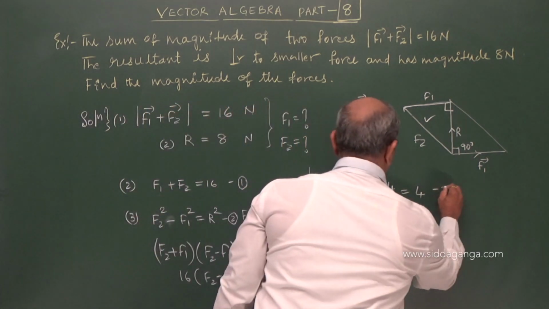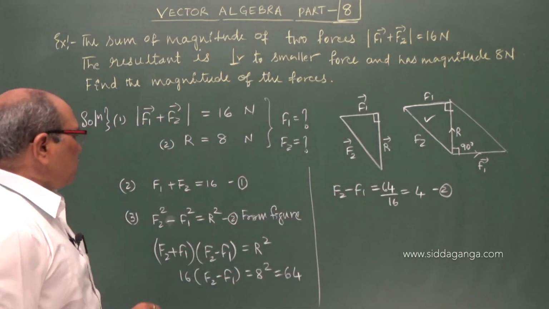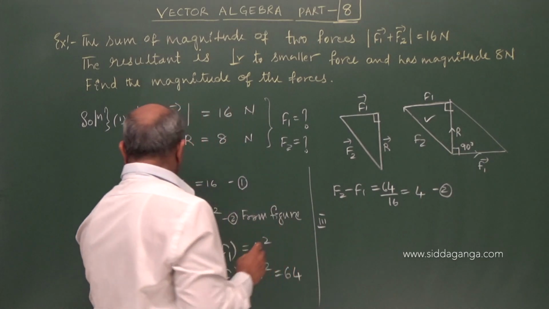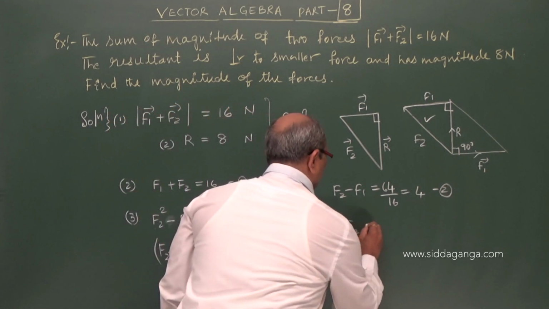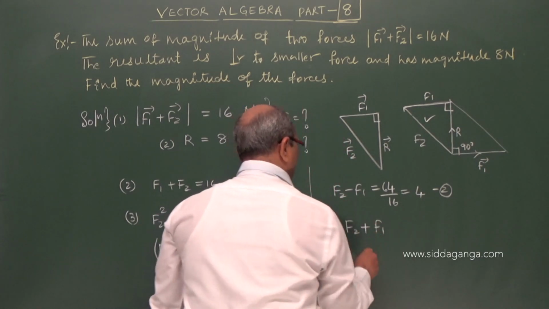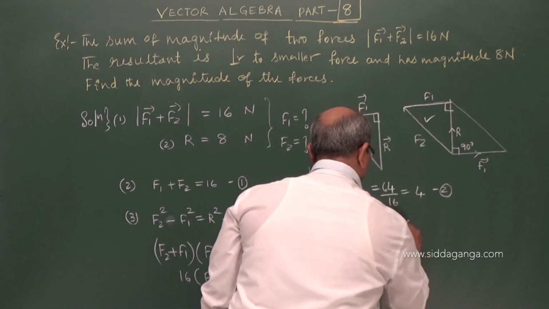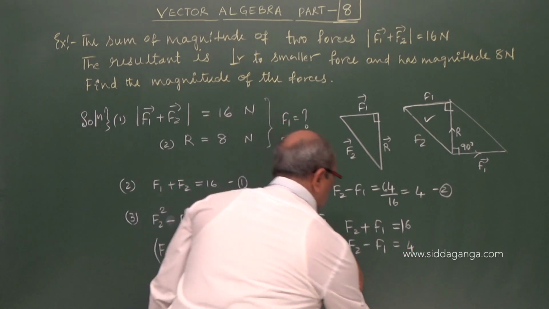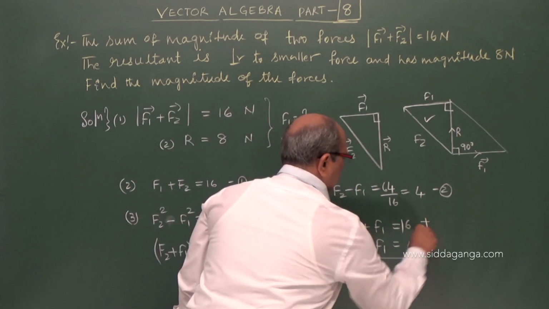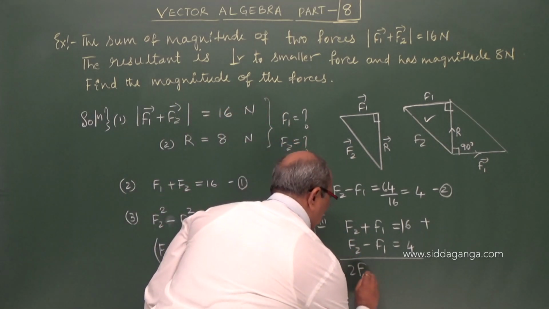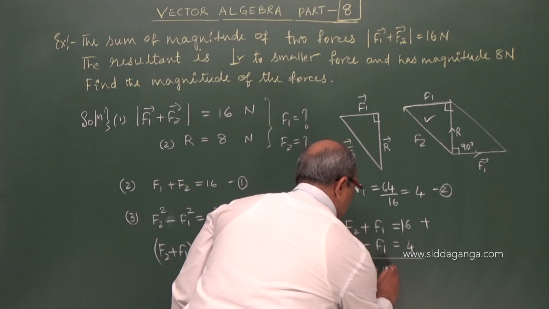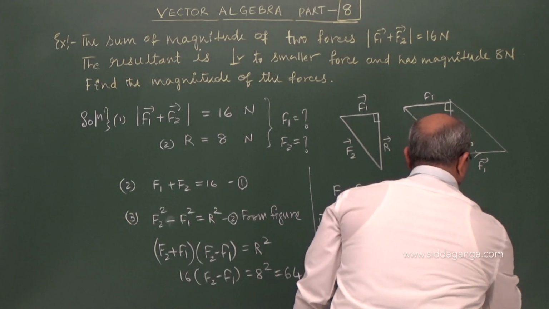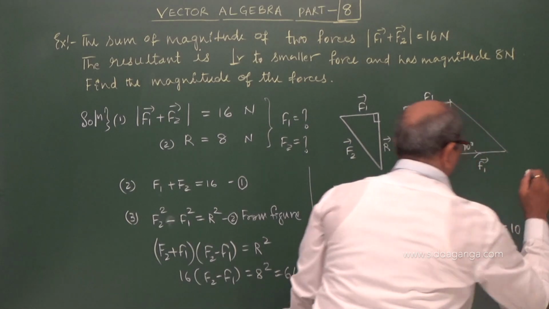You got this. Now think, F2 minus F1 is 4, F1 plus F2 is 16. Now the method becomes simple. The third step you come to: F2 plus F1 is 16, and F2 minus F1 is 4. So I can remove F1 by simple addition. F2 plus F2 is 2F2, these two cancel, plus 0 equals 20. Therefore, F2 must be equal to 20 by 2, which is 10 Newton.